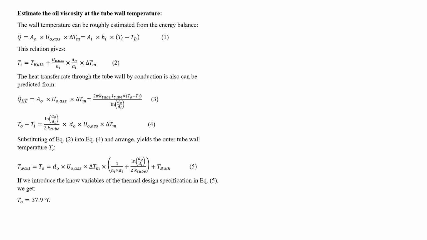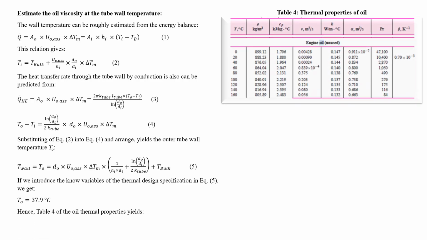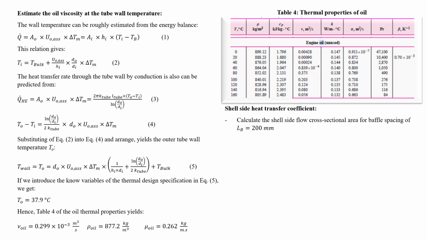If we substitute the corresponding values, then we will get that T naught equals 37.9. And if we use the table as shown in table 4, then we will get the kinematic viscosity of oil and the density of oil, and if we multiply kinematic viscosity times rho of oil, then we will get mu, the dynamic viscosity of oil.